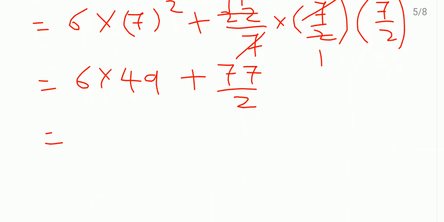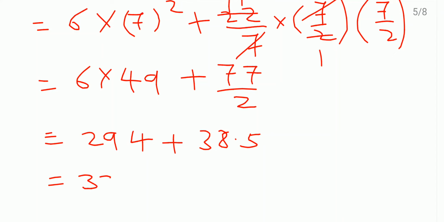Here 6 into 49 will be, 6 nines are 54, so 4 is here, 5 carries, 6 fours are 24 and 5, 29, plus this 38.5, which is equal to 332.5 centimeter square.